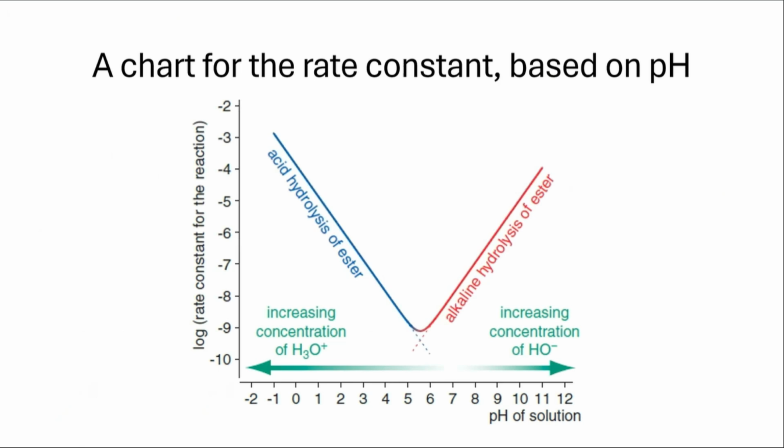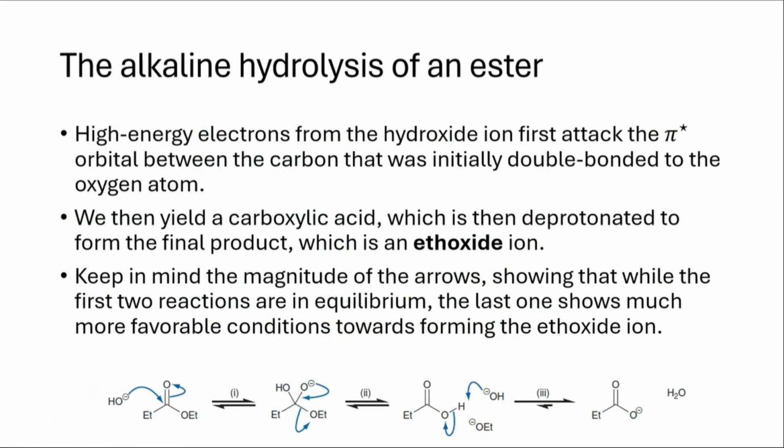So right here is the chart for a rate constant based on pH. So we have our acid hydrolysis of an ester and our alkaline/basic hydrolysis of an ester. So overall, as the pH gets more extreme, the rate constant will increase more. So here, we're going to focus first on the alkaline hydrolysis of an ester.